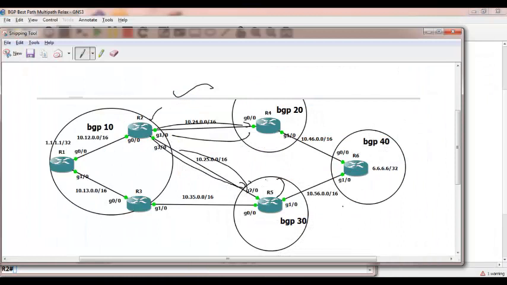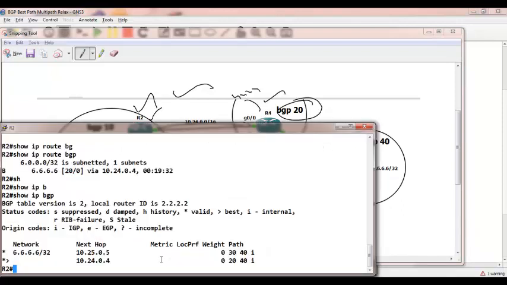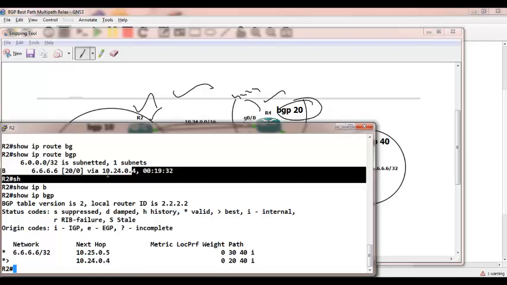The router ID of this is 5.5.5.5. The router ID of this is 4.4.4.4. For router 2, which one has got the lowest router ID? Router 4. Router 4 is in which autonomous system? Router 20. That's the reason why I see it goes via 20. Router 4, because of the lowest router ID.